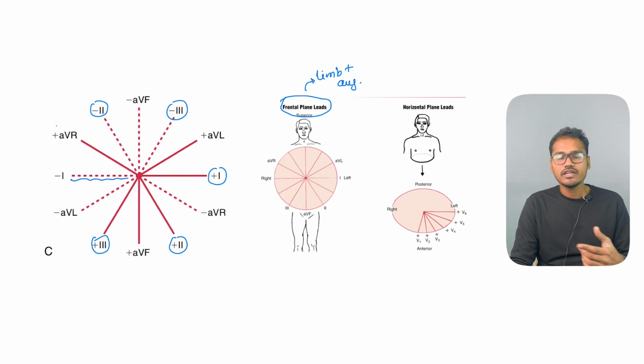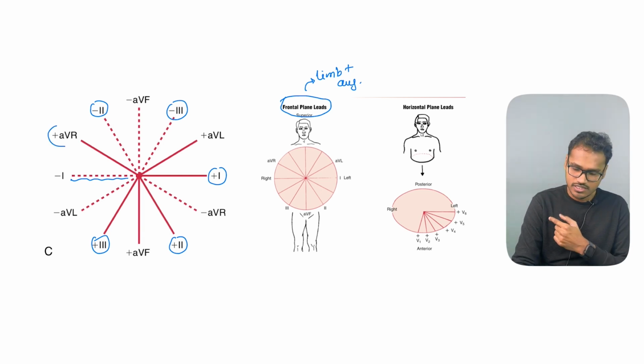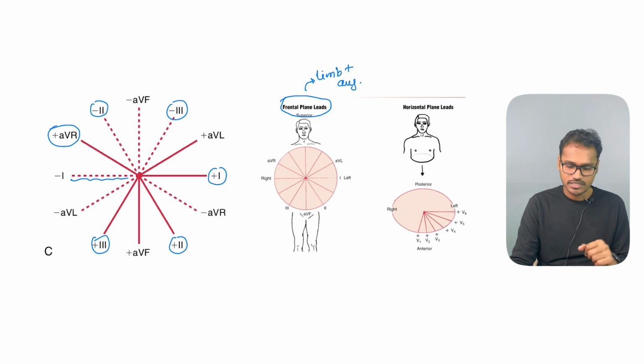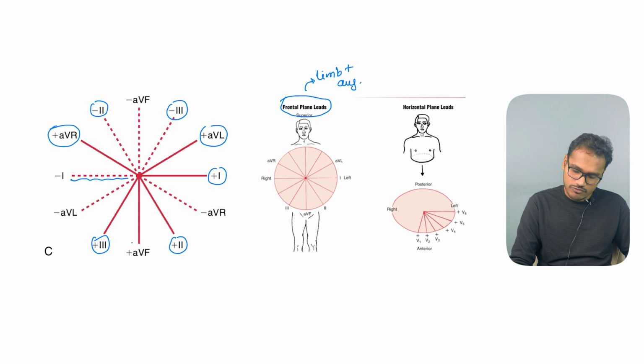In a similar way, AVR's positive is here, where we have attached it, and the other end will be negative. AVL's positive will be here, on the left side. Then AVF positive will be here. The dashed ones are the negative side.